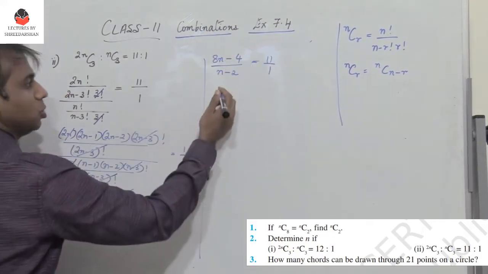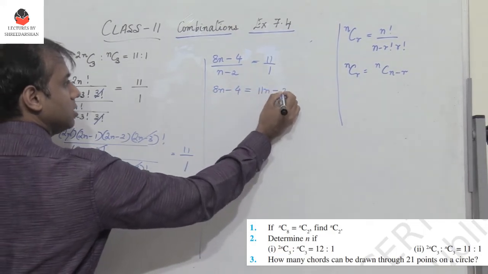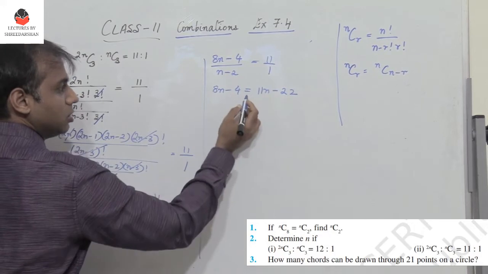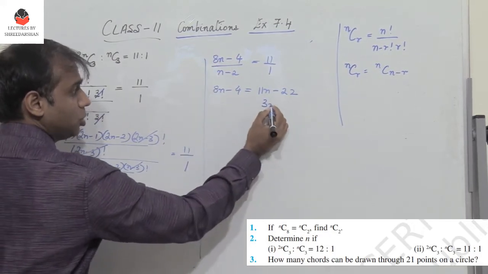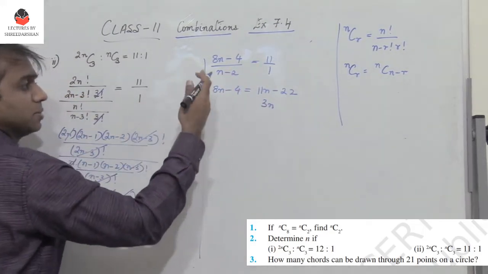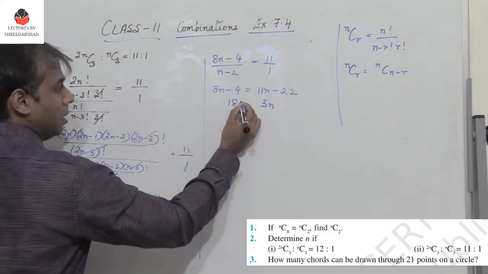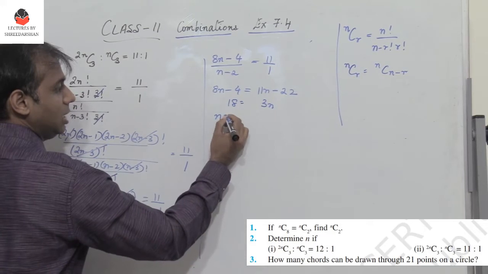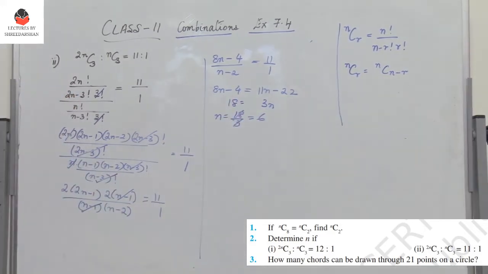So take (n minus 2) to the other side. So we have 8n minus 4 equals 11n minus 22. Take n to the one side, so it becomes 11n minus 8n, which is 3n. Bring 22 to the other side, it becomes plus 22 minus 4, which is 18. So 3n equals 18, n equals 18 by 3, which is 6. So the value of n is equal to 6. Two simple problems. So let's move on to problem 3.